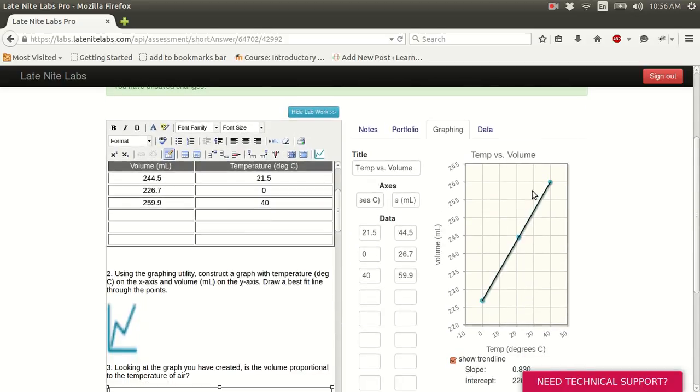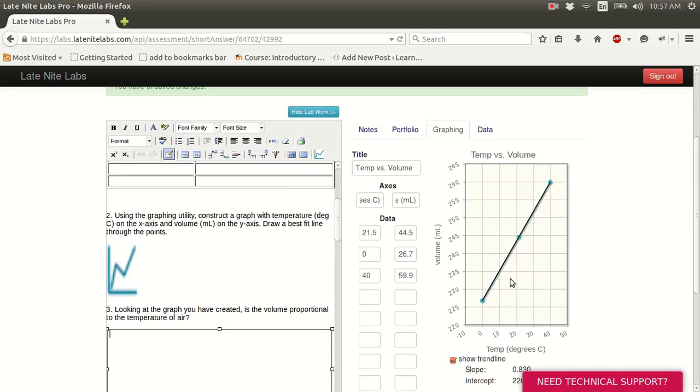Okay, now looking at the graph you've created, is volume proportional? In other words, is there a curve that you could see here? Is there a line? A line counts as a curve in math. So if there's a line, then yes, it is proportional. If there is a sliding curve, then that counts as proportional. If it is an up and down curve, like a sine wave, then that is not proportional. And if it is a bunch of points jumbled every which way and there's no way to connect the dots, then no, it is not proportional. But in my case, I have a straight line, so yes, it is proportional.